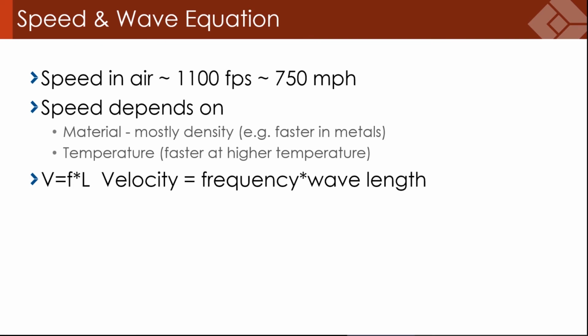So the speed of acoustics in air is about 1,100 feet per second, or about 750 miles per hour. That's why if you're on a commercial airplane that goes above 750 miles per hour, it falls to the ground and you die. The exact speed of sound depends on the material it's in. Mostly it's determined by density. For example, it's much faster in metals than it is in air. It also depends somewhat on temperature. So it's faster at high air temperatures or high water temperatures, for example. And the basic equation is velocity is equal to force times wavelength.